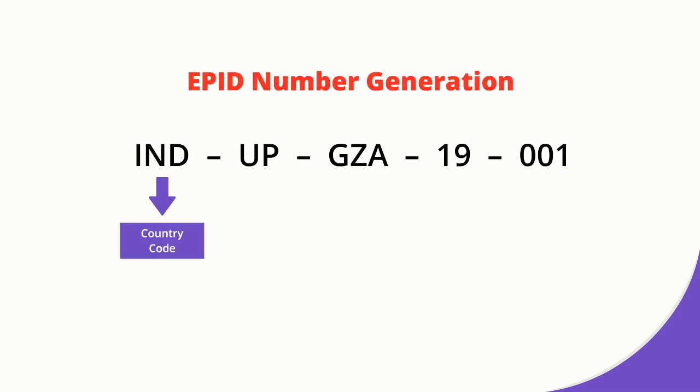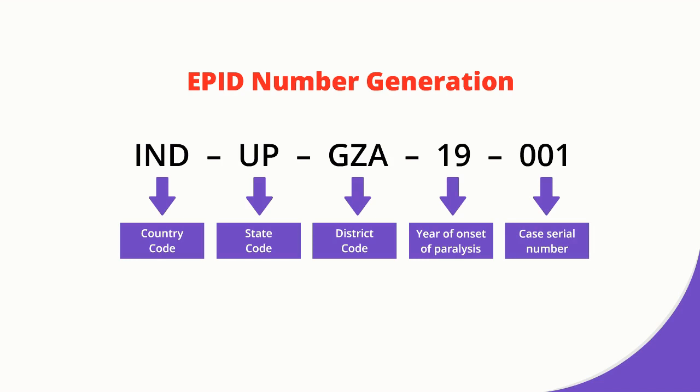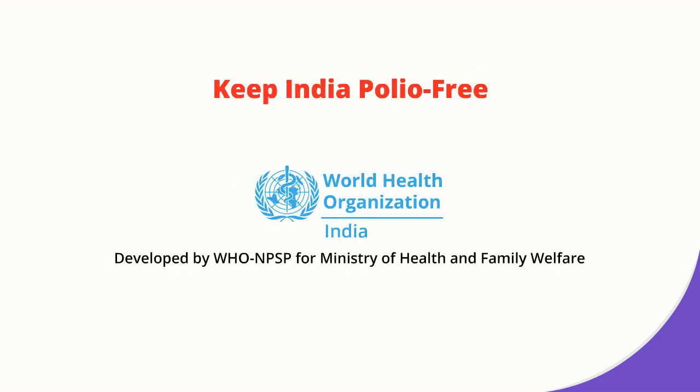It consists of country code, state code, district code, year of onset of paralysis, case serial number. Sensitive AFP surveillance is important for polio-free India.